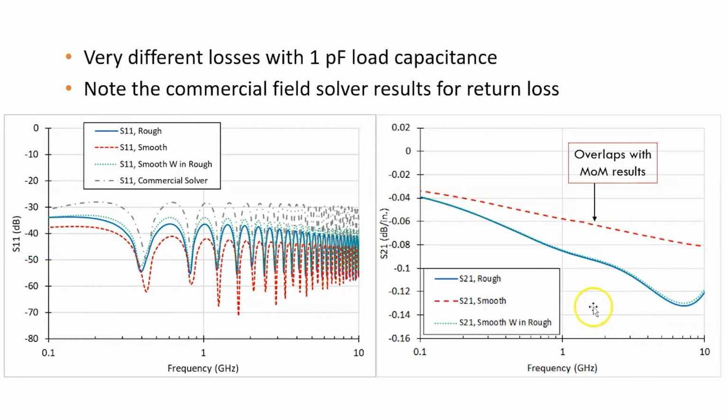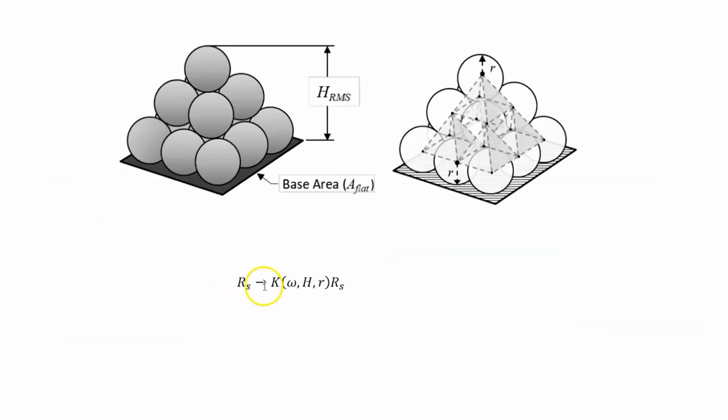So that's how the roughness affects impedance, and then subsequently also affects the propagation constant, and then that is all visualized using S parameters as I've shown here in these two graphs. So just going back for a minute, this K factor, what is this K factor and where can I get it? So I'm going to show you that right now.